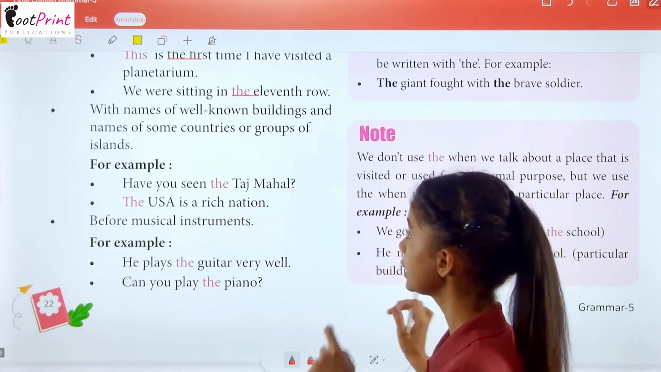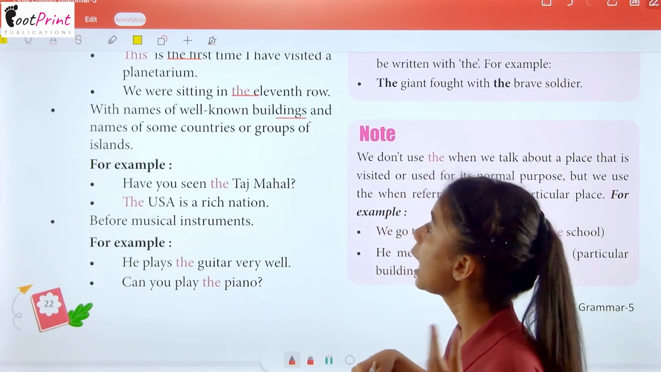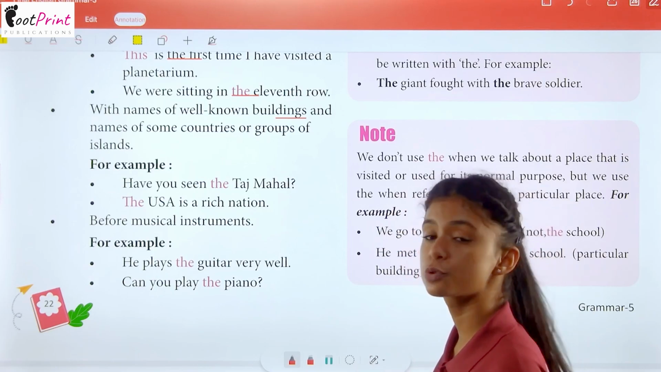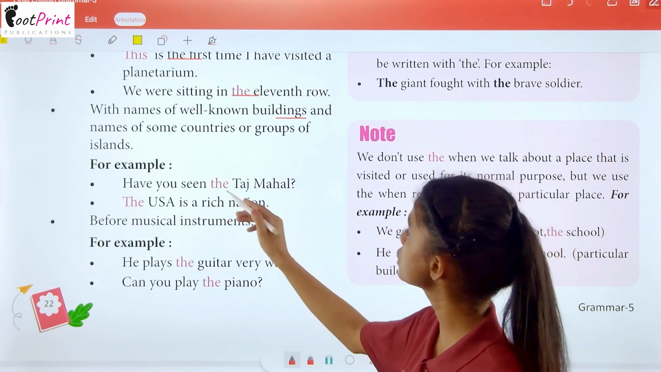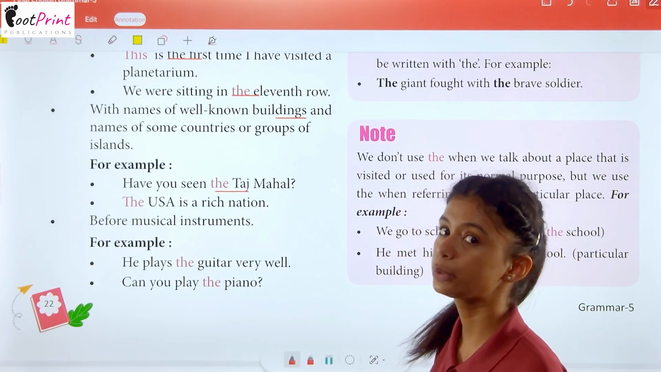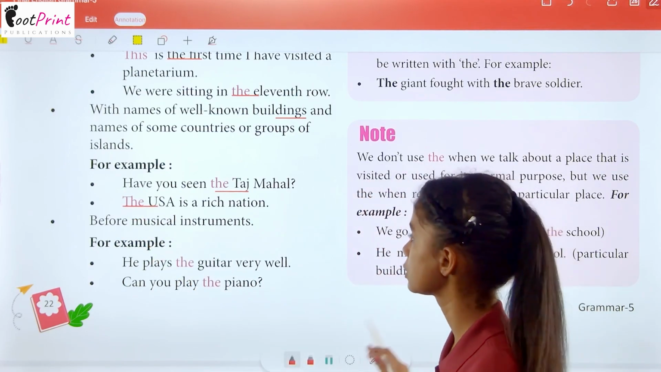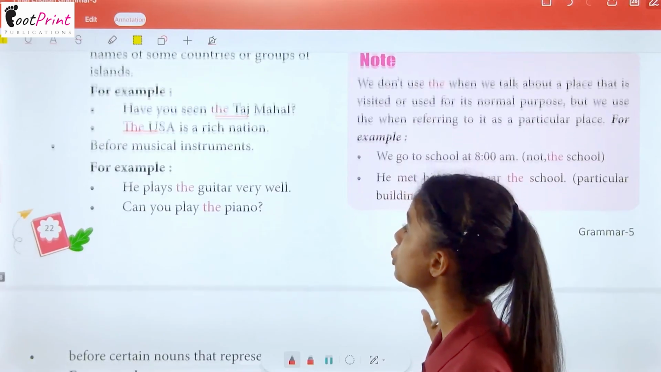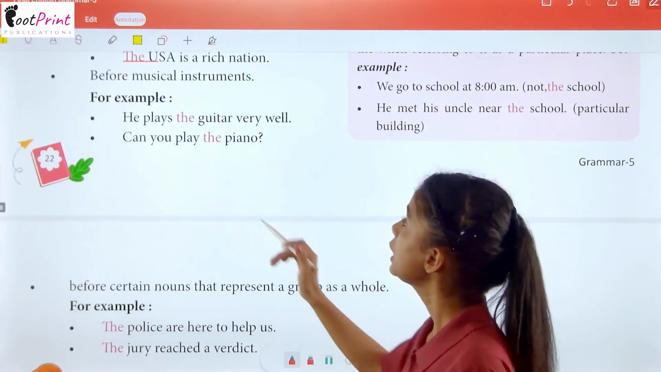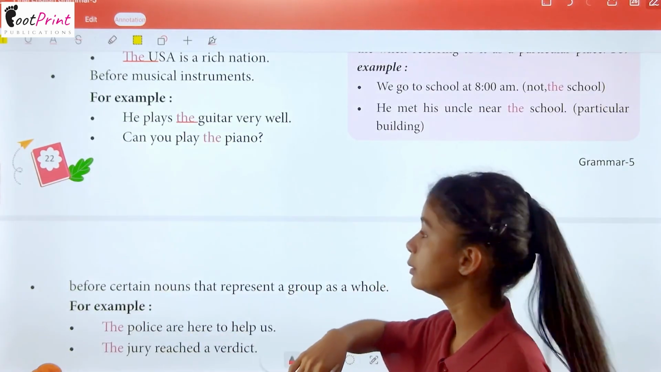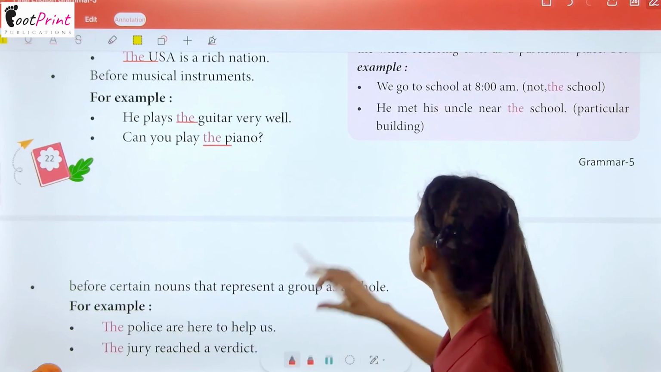Or we use "the" with names of well-known buildings and names of some countries or groups of islands. For example, have you seen the Taj Mahal? A particular building, right? The USA is a rich nation. Or we use it before musical instruments. For example, he plays the guitar very well. Can you play the piano?